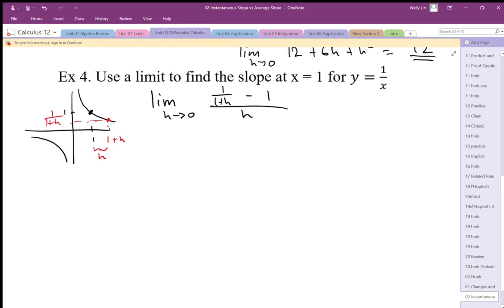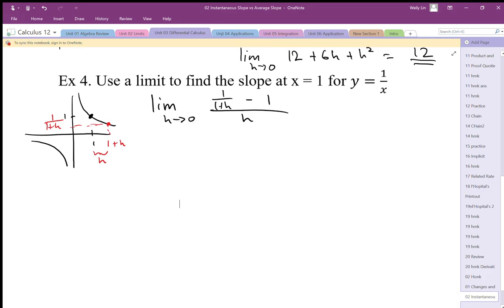So this one here, when we set up the function, the function is y equals 1 over x. I want to point at x equals 1, y equals 1. That black dot there represents x equals 1, y equals 1. And I'm going to choose a point arbitrarily close to 1, which is going to be 1 plus h. And so the y value of that function is going to be 1 over 1 plus h.